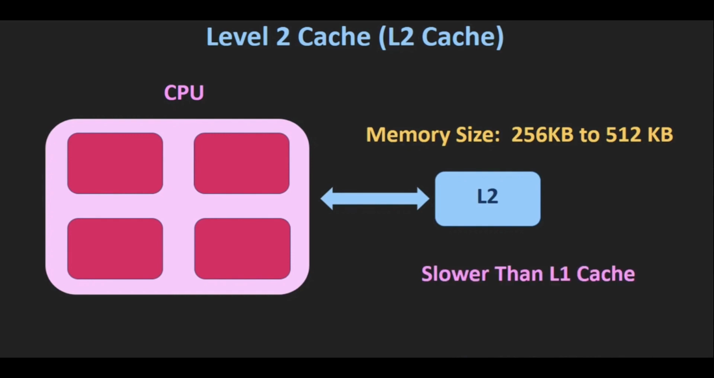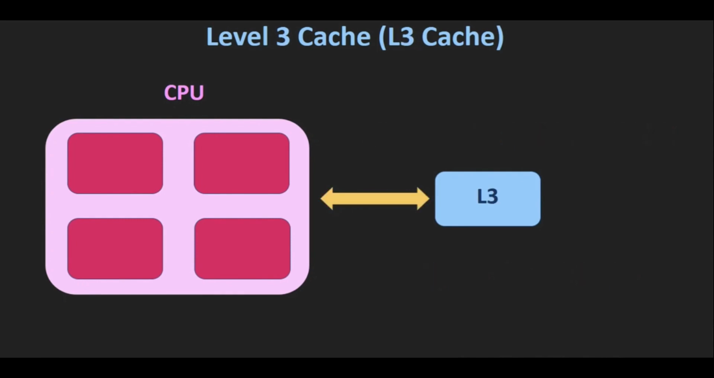Now the third kind of cache is known as level 3 cache. Not all processors have this level 3 cache, but some higher end processors do. And this level 3 cache is used to enhance the performance of level 1 and level 2 cache.